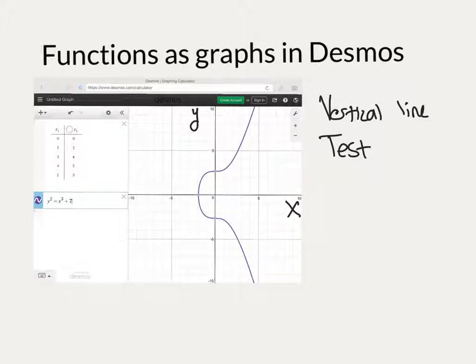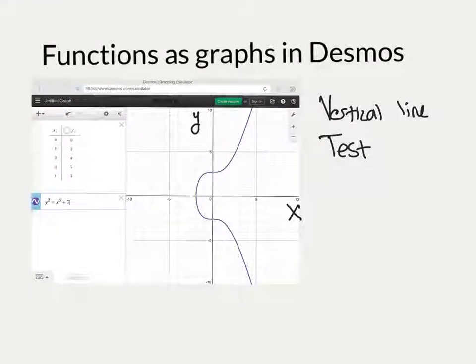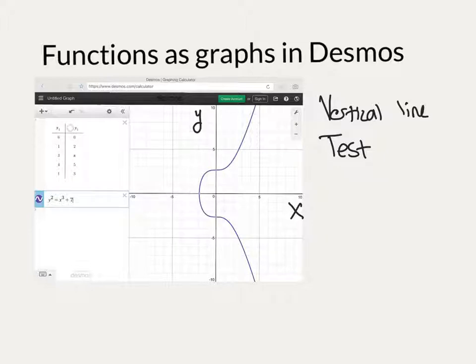So if we look, here's our x's and y's. And the question I have is, is this a function? We'll pause here for a second and let us think about it. So if I come back over here and think about the vertical line test, can I draw a vertical line somewhere that hits this graph in more than one point?